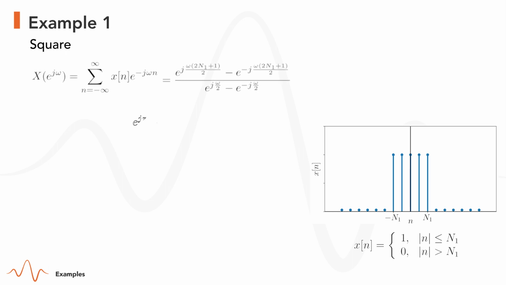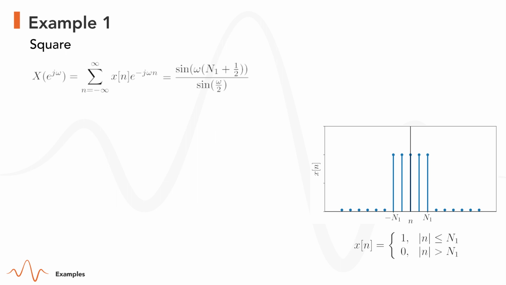Note that e to the power of jz minus e to the power of minus jz equals sine of z times 2j. Therefore, we will apply this fact to the numerator with z equals j omega times 2 capital N1 plus 1, and z equals omega over 2 in the denominator. We obtain this expression where the factor 2j appears both in the numerator and in the denominator, and we will cancel the factor 2j, obtaining the final expression.